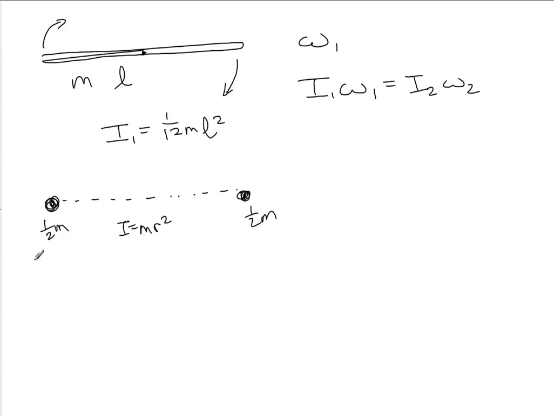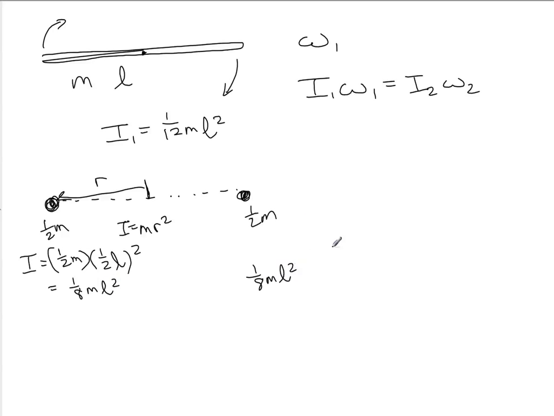So for this one, the moment of inertia is going to be 1/2 m for the mass times the radius, which is from here to there, right? That's the radius, which is half the length, and we square that. So this comes out to 1/8 ml squared. And this one will be the same, 1/8 ml squared. So the total for moment of inertia number 2 is 1/8 ml squared plus 1/8 ml squared, for a total of 1/4 ml squared.